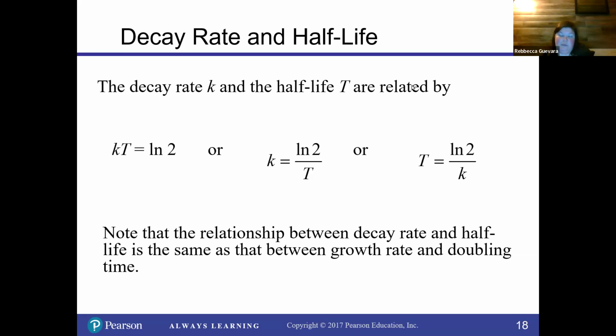All right, so keep going on with this. The decay rate k and the half-life t are also related. There's something very similar, except your book made a mistake, and this should all be 1/2. So kt equals the natural log of 1/2, or k is the natural log of 1/2 over t, or t is the natural log of 1/2 over k. So note that the relationship between decay rate and half-life is the same as between growth rate and doubling time.